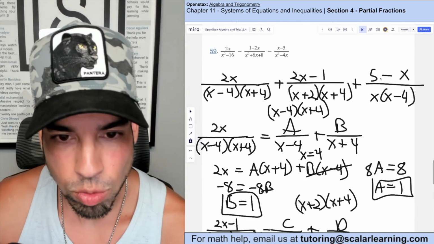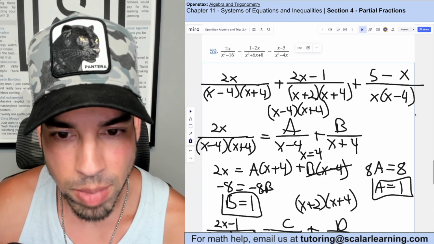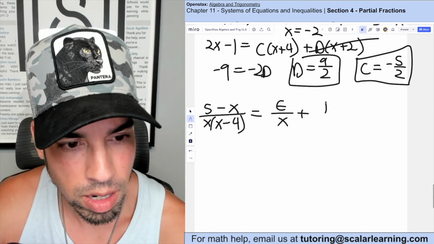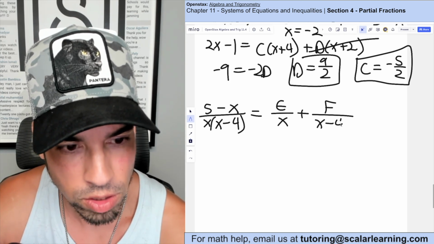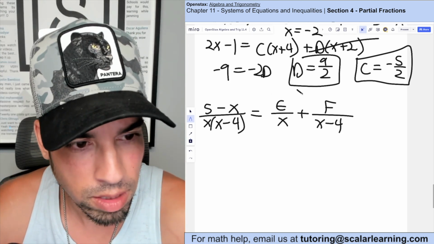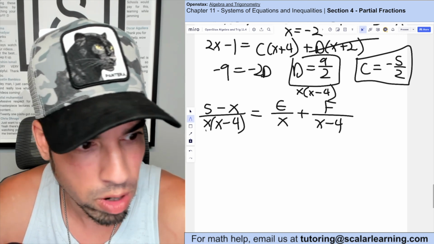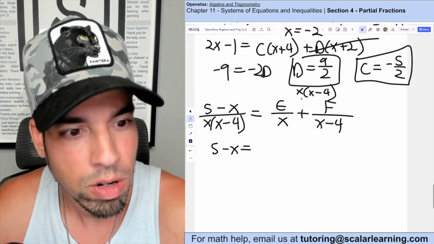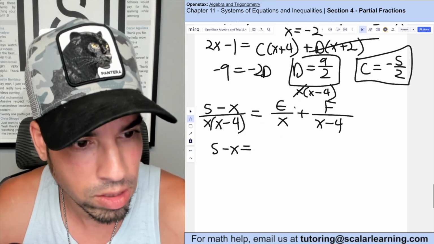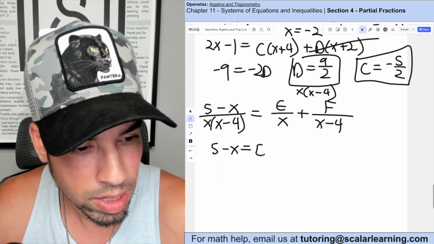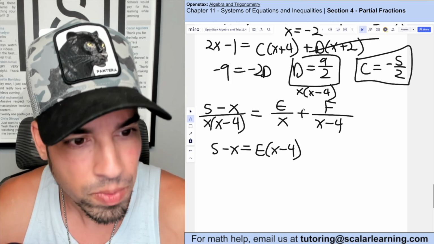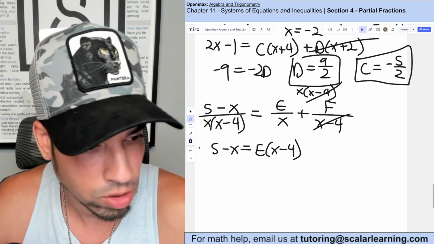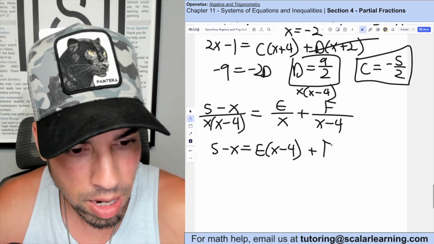And the last one we have to do is this one, 5 minus x over x times x minus 4. To decompose this one, we've got E over x plus F over x minus 4. Let's multiply everything by that denominator, x times x minus 4. We multiply the left side, boom, that's gone. We got 5 minus x over here. Multiply against this term, the x's are going to cancel out, and we have E times x minus 4. And then we multiply against this term, right? These are going to cancel, and you've got plus F times x.